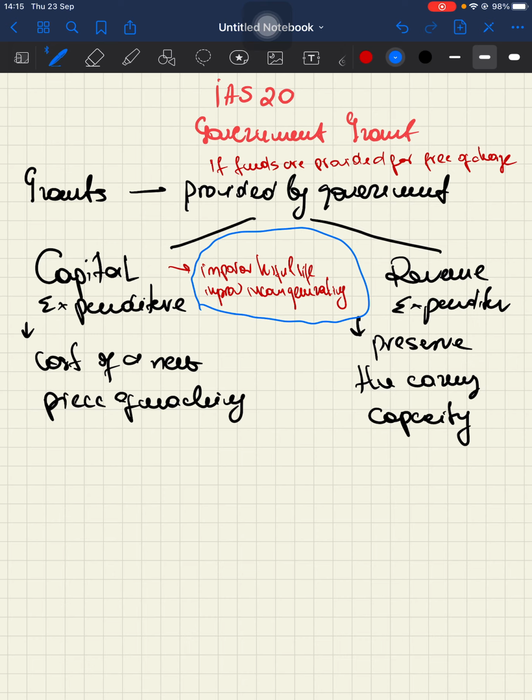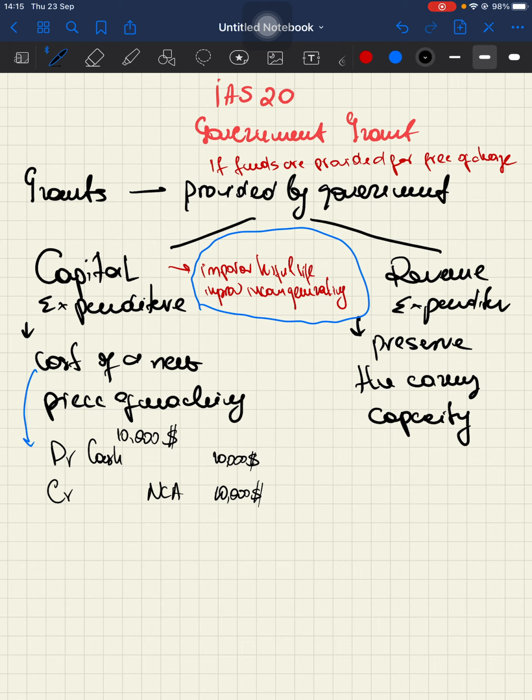And the treatment of capital expenditure is either deducting it from the value of the non-current asset for which we have received it. Let's say we have received $10,000 for buying a specific kind of asset, then we should record this as debit cash 10,000 and credit non-current asset 10,000. Okay, this is our treatment.